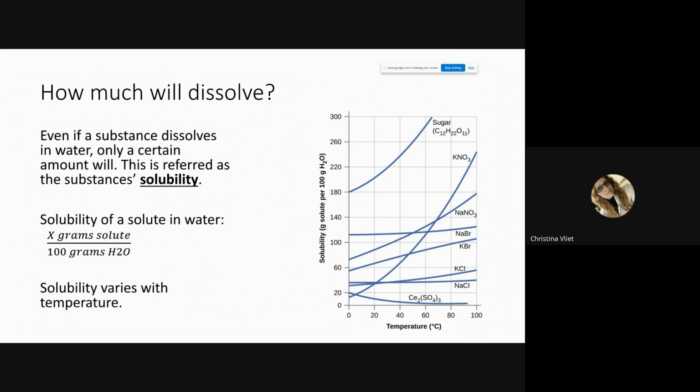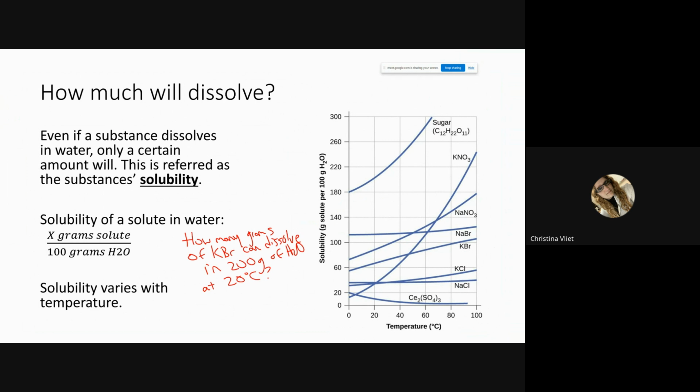And so what types of questions could you be asked here? You could be asked, how many grams of KBr can dissolve in 200 grams of water at 20 degrees Celsius? This is the type of question, we had a homework on this. How many grams of KBr can dissolve in 200 grams of water at 20 degrees Celsius? So do you remember what to do?